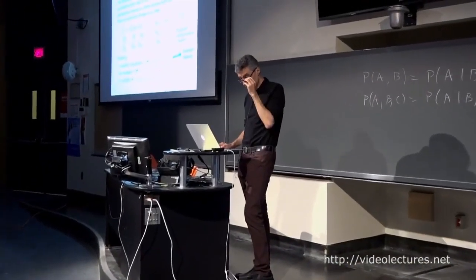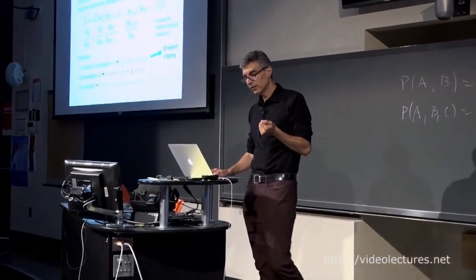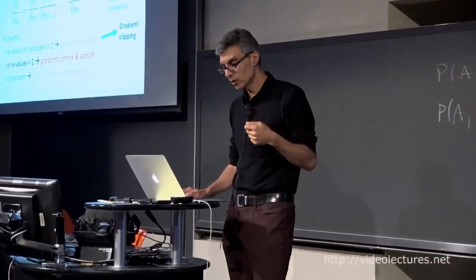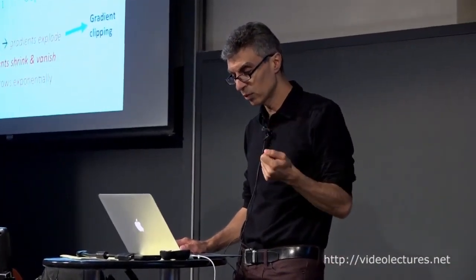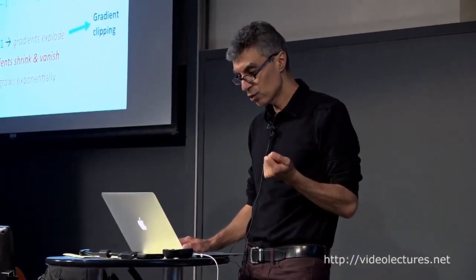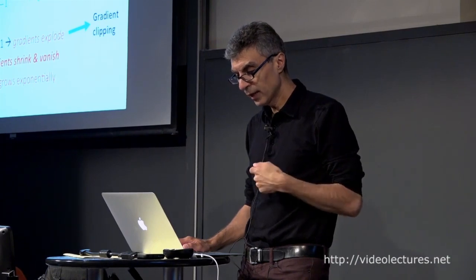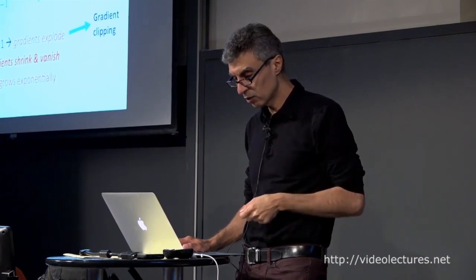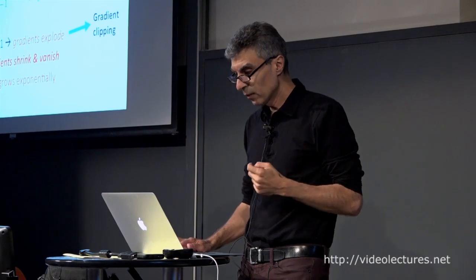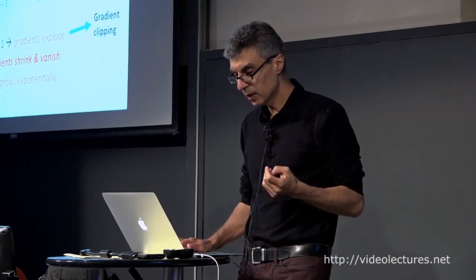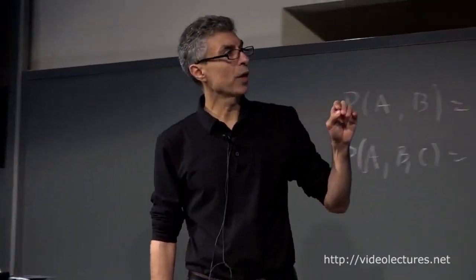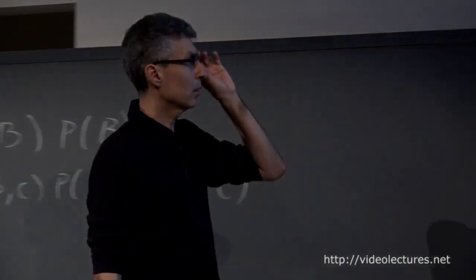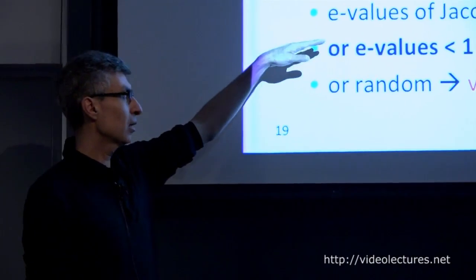Okay, so to summarize, if the eigenvalues of those state-to-state Jacobians are greater than 1, or at least one of them is greater than 1, you can get gradient explosion. If they're less than 1, for sure you're going to get vanishing. And if they're random, well, the variance can grow exponentially fast. Now, how do we deal with this? It turns out that there's a very simple trick to deal with the exploding case.